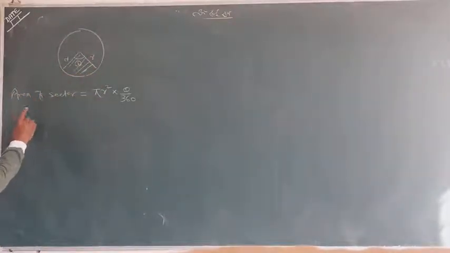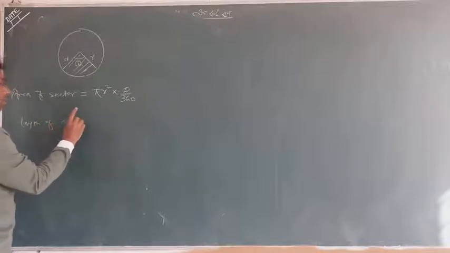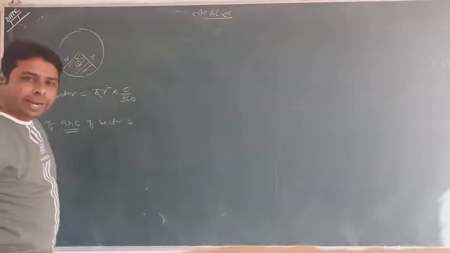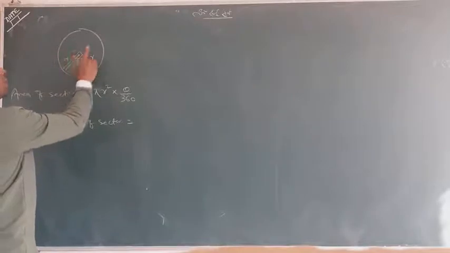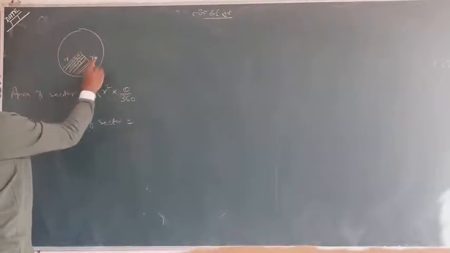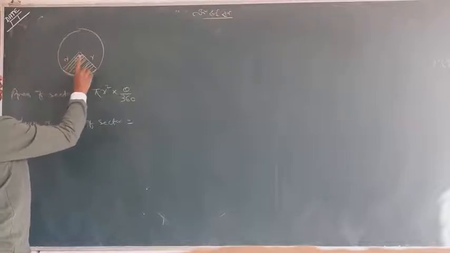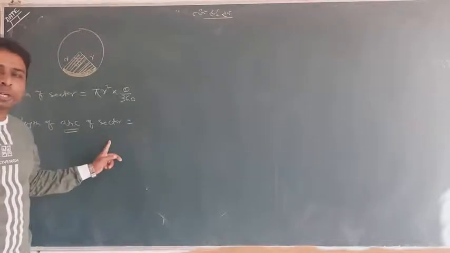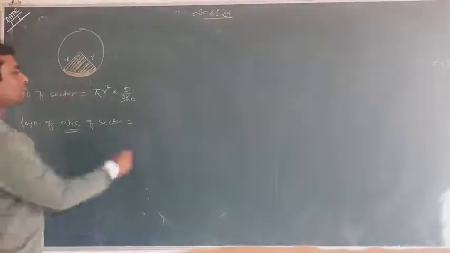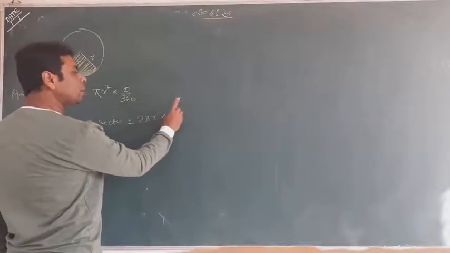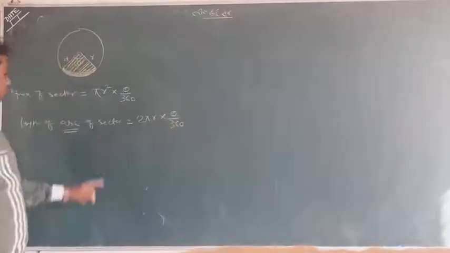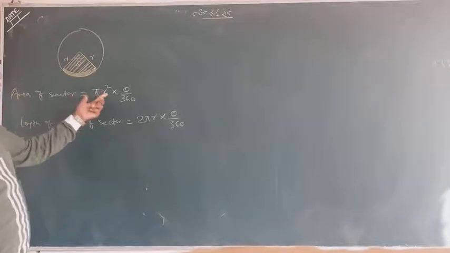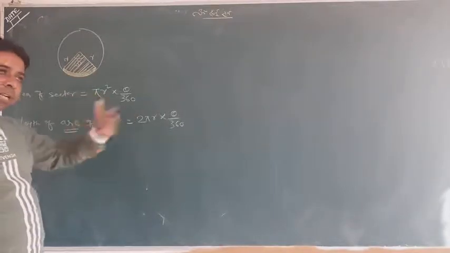Now we'll find the length of the arc of the sector. Just now you saw this region was called the area of the sector. Now I am talking about this length. I am making it bold. This length is called the length of the arc of the sector, where theta is given. It is given by 2 pi r into theta upon 360. For length we use the circumference, 2 pi r. For area we use pi r squared.